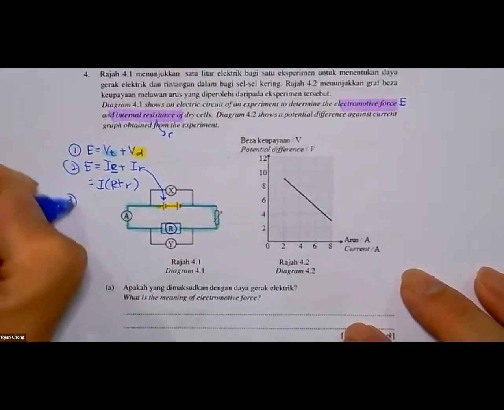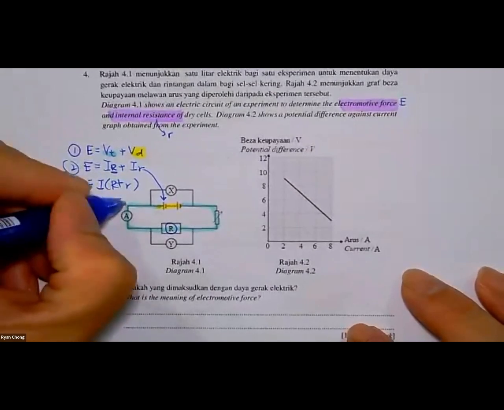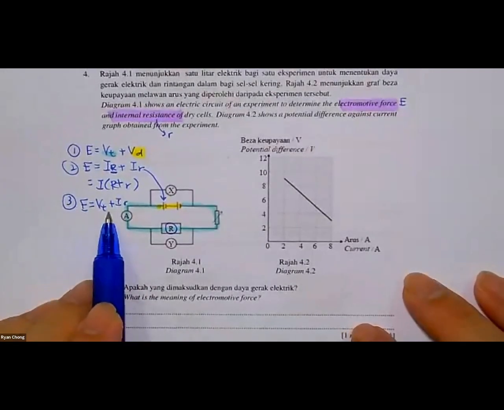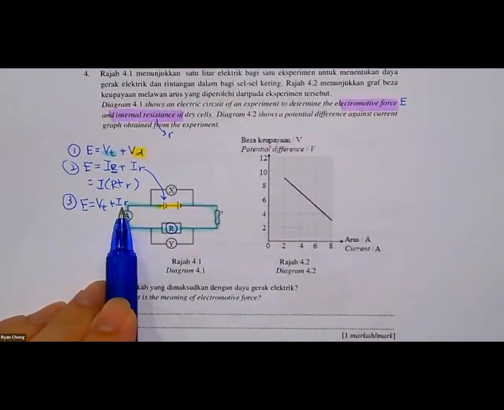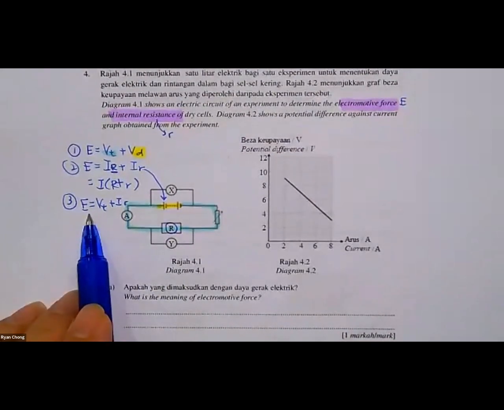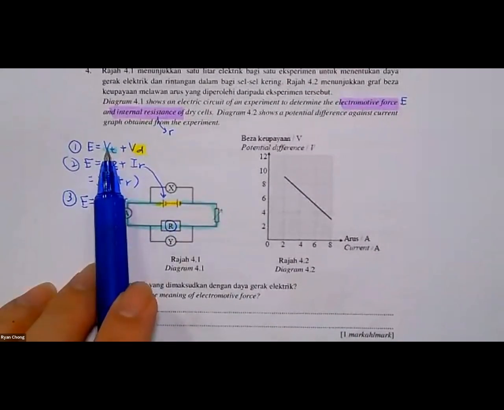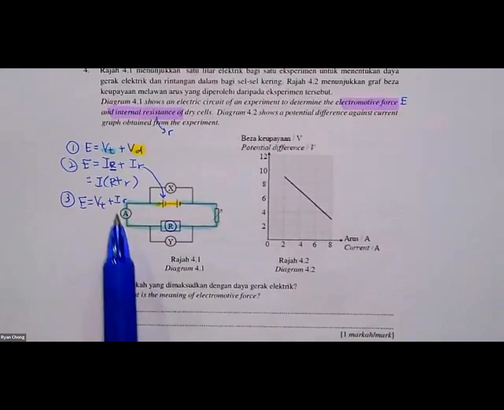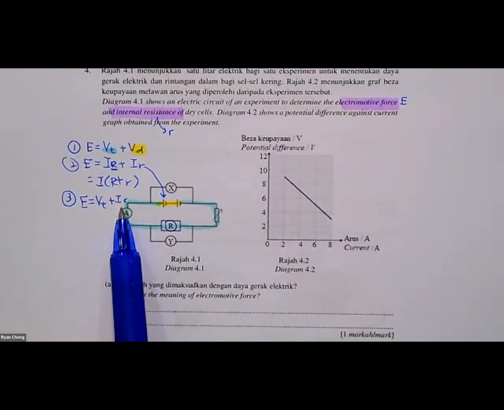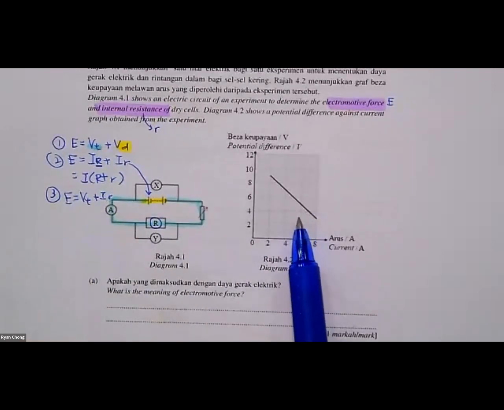Or maybe sometimes they will prefer you to use this formula: EMF equals terminal voltage plus current multiplied by internal resistance. This is another form of the formula that comes from the original. They just make some arrangement to become this. Now this formula, actually the third one, we can rearrange to suit the graph.